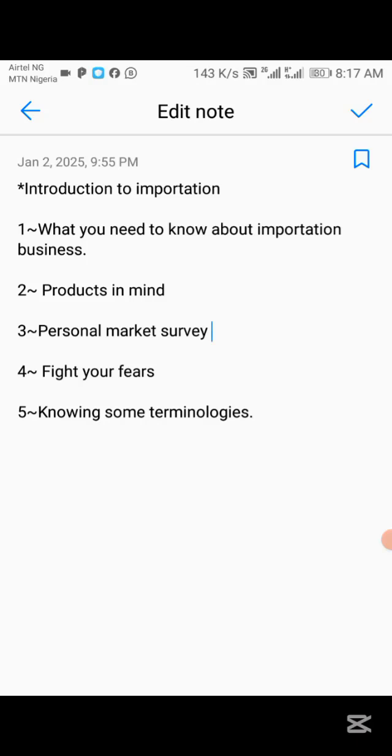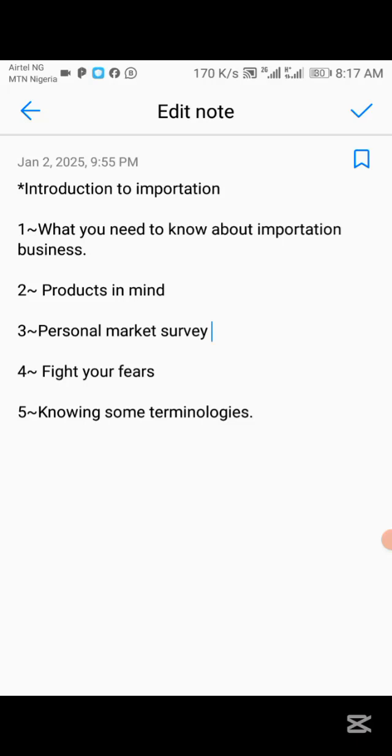Number 1, what you need to know about importation business. What do you know about importation business? These days we actually need the knowledge, we need the information before you start anything. It's not as if you just hear, okay, this person has started this business, and you too just launch into it without waiting and counting the cost before starting anything.